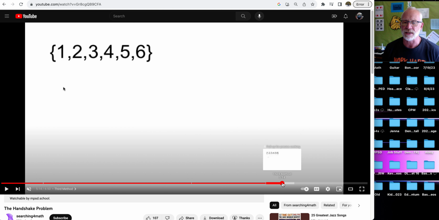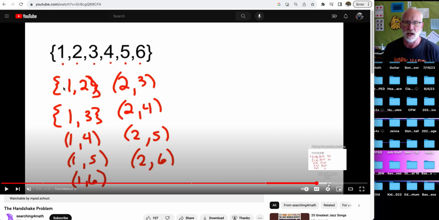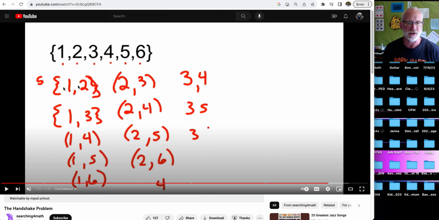And then the last thing that they did is they grouped numbers together. So 1 shook 2, 1 shook 3, 1 shook 4, 1 shook 5, 1 shook 6, and then 2 went through, and then 3 went through, et cetera. So that was the problem. And then from there we went into algebra tiles.